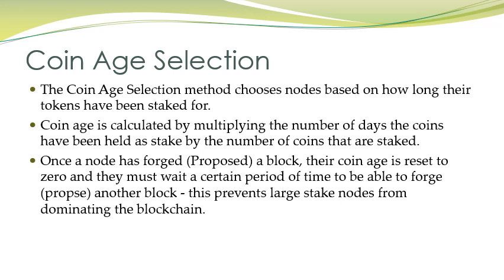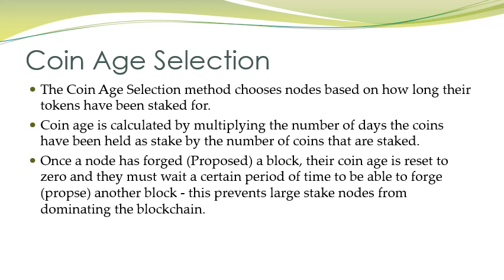So this coinage selection method chooses the nodes based on how long their tokens have been invested, how long the node is holding the currency, how long the node is holding the stake in the system. Depending on that age of the coin, it is decided who will become the next validator for forging the block in the Bitcoin network.